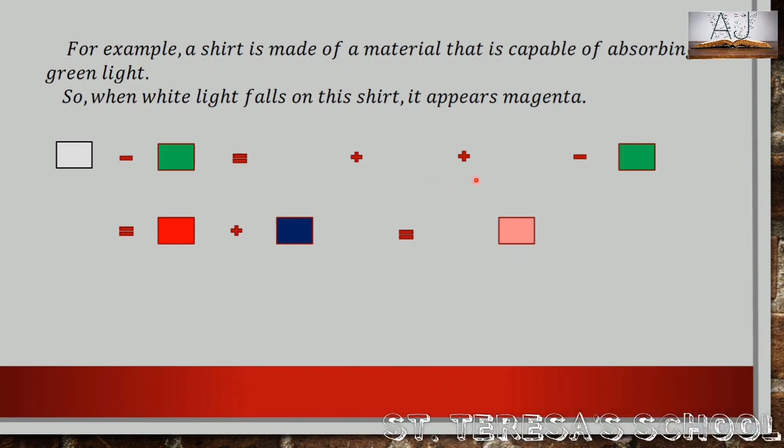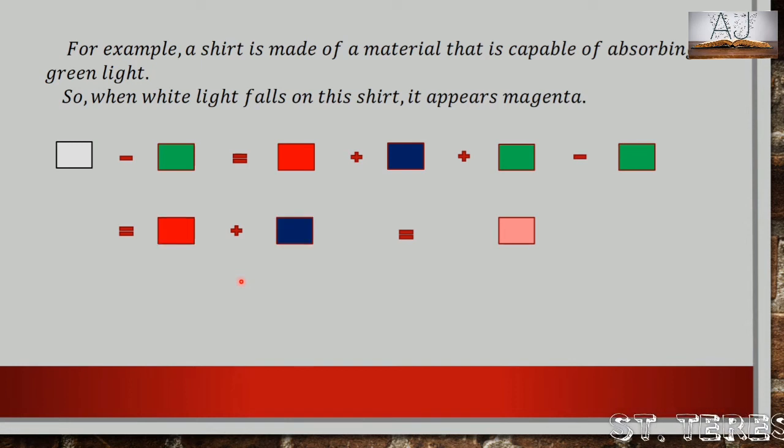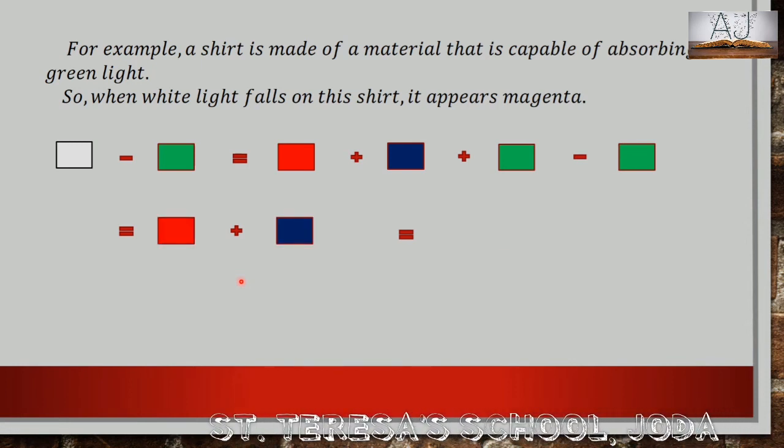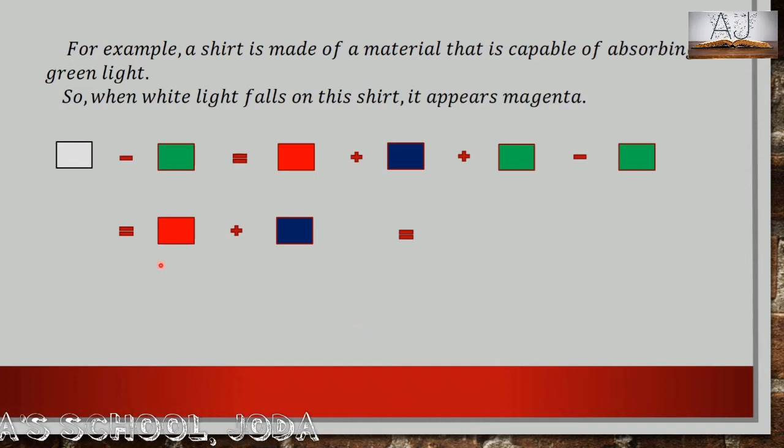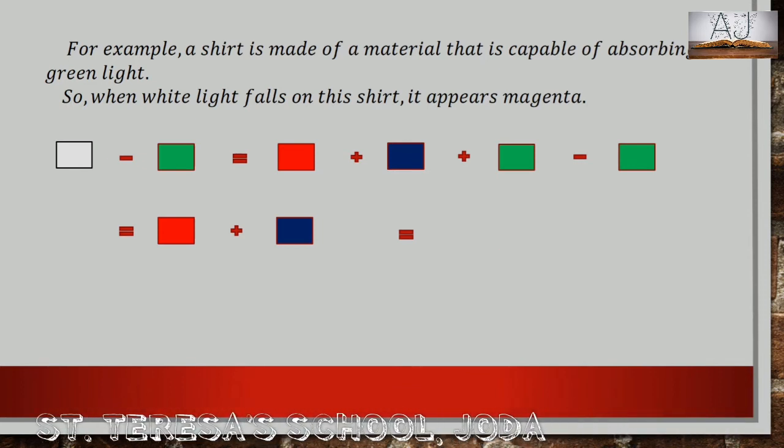White light. From the white light, green is taken out. So what is left? Red and blue. And the combination of red and blue gives the secondary color magenta. So the shirt will appear magenta. I think you got it right now.